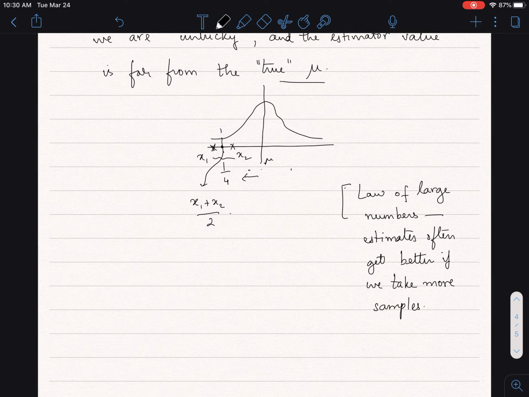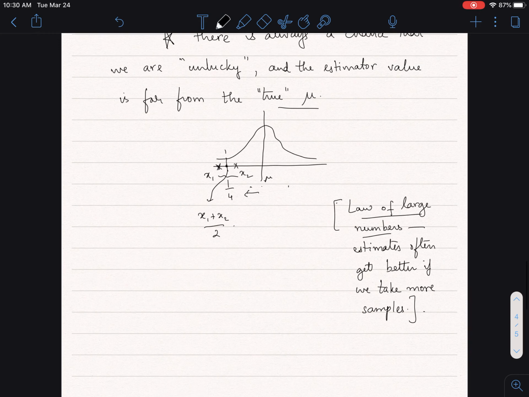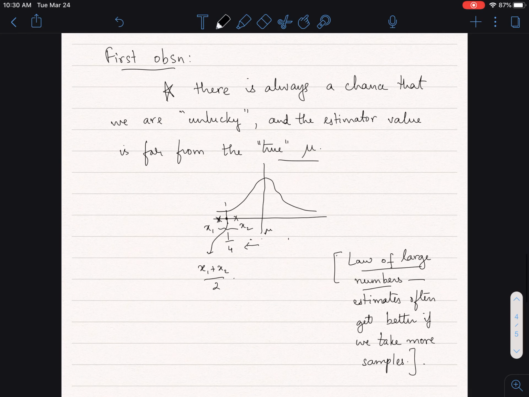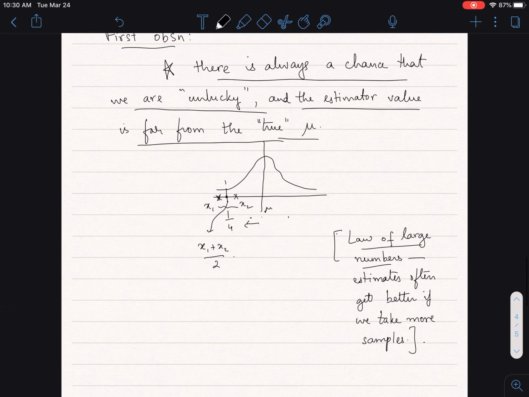Okay, specifically this says something about the mean. Let's not go into the formal statement. You should refer to the textbook if you are interested. We will actually see some variant of this later on. So that's the first point. There is always some chance that we are unlucky and the estimator value is quite far from the true mu. So this is one observation.